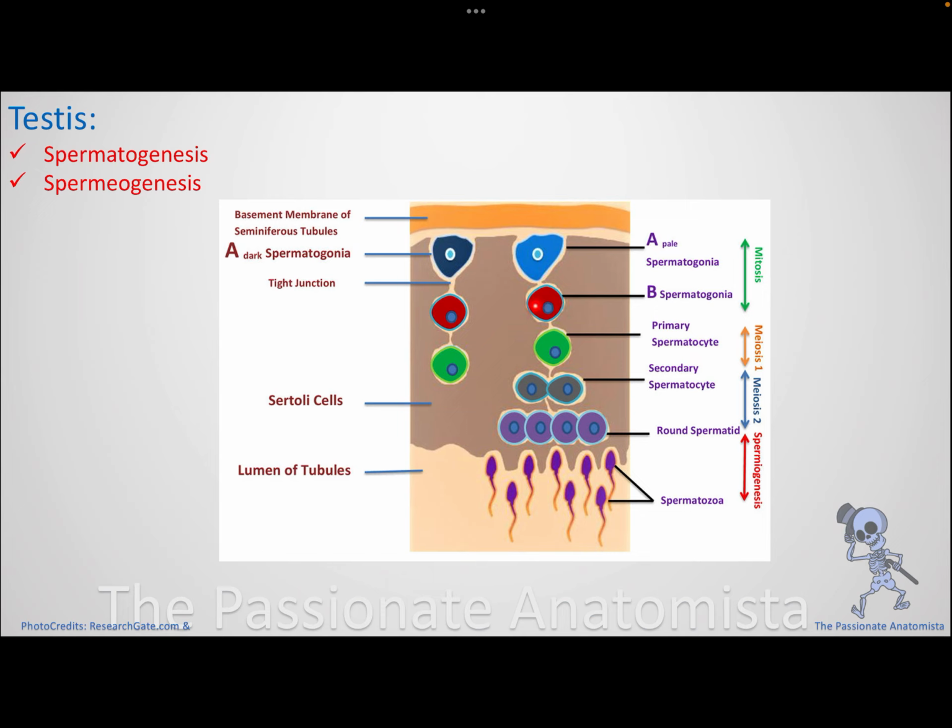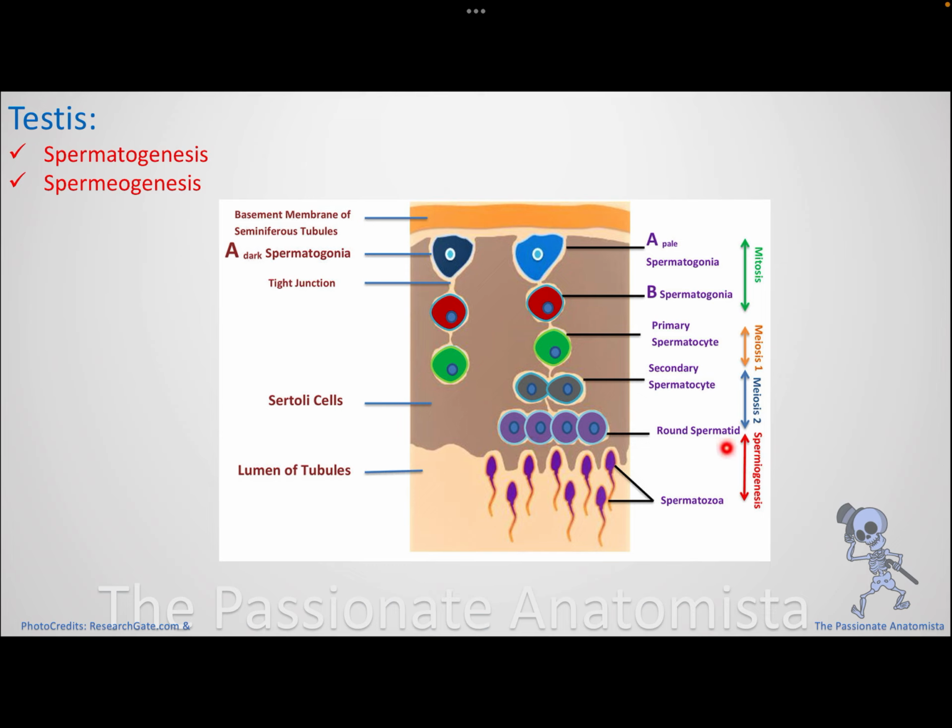Now from spermatogonia B, we're going to have another mitosis, and that gives me the diploid cells, which are the primary spermatocytes. From here we undergo meiosis, meiosis 1 and 2. Meiosis 1 will give you the secondary spermatocytes, and meiosis 2 will give you the round spermatids.